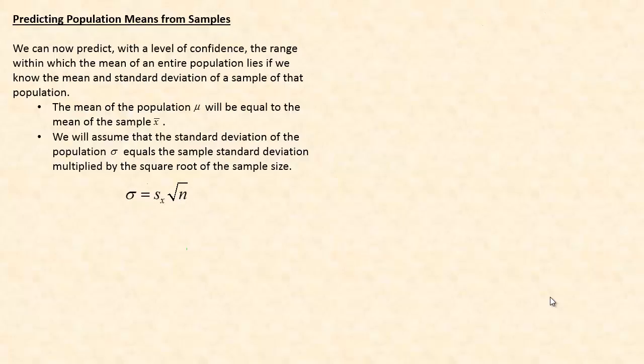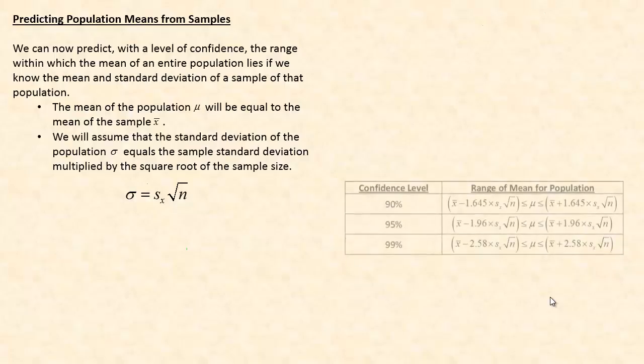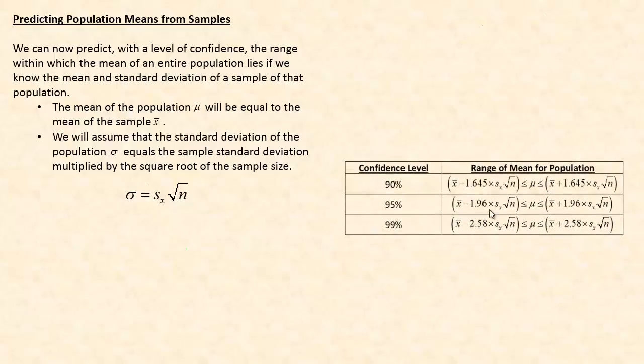So sigma would be Sx times root n, and then that means we can use these confidence intervals here. So we can see how it's constructed. For 90% we're using 1.645 again, 1.96 for 95, 2.58 for 99, and this time we're multiplying Sx root n, which we're using to estimate the population standard deviation.